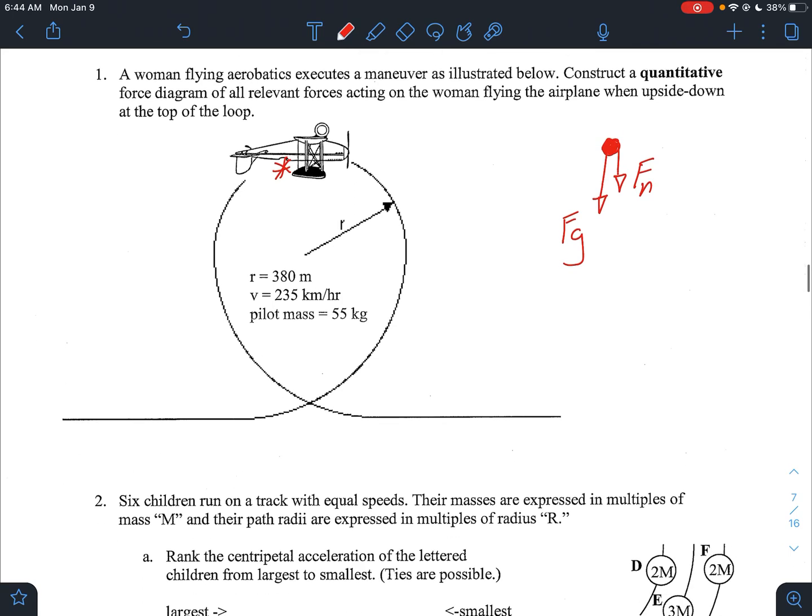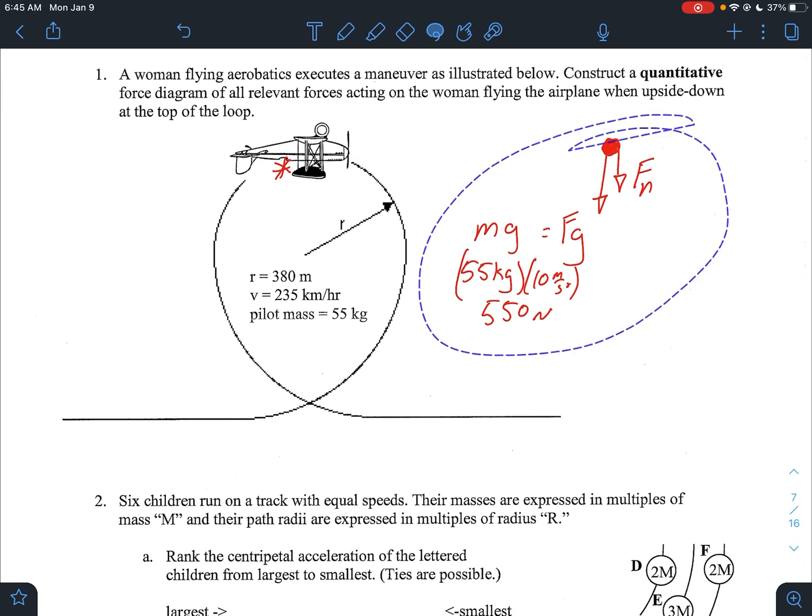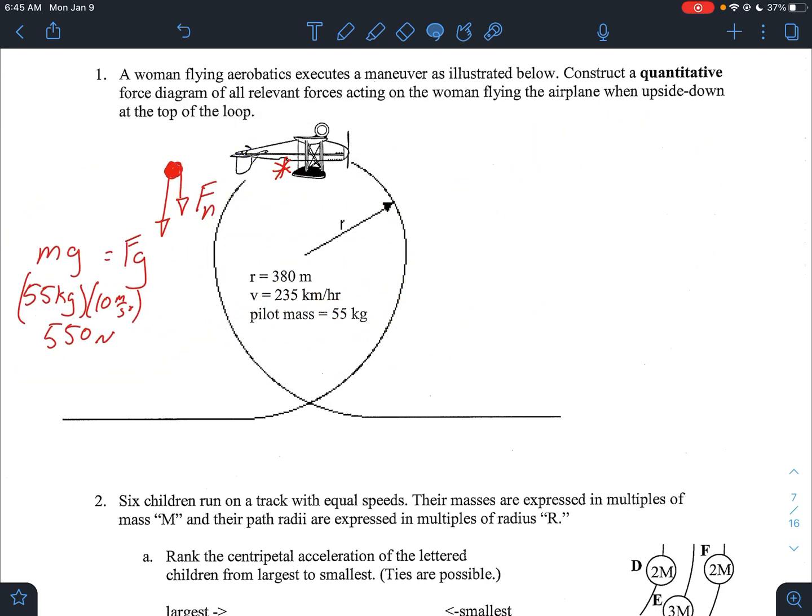As of yet, I just drew them both relatively what I would initially think. So to solve, we have to make a quantitative force diagram, so we're going to need to solve for force due to gravity and normal force. So we have the mass of the pilot, so Fg equals mg, so we could see that the pilot weighs approximately 550 newtons. I'm just going to move this to the other side here. And then we can start the rest of our problem.